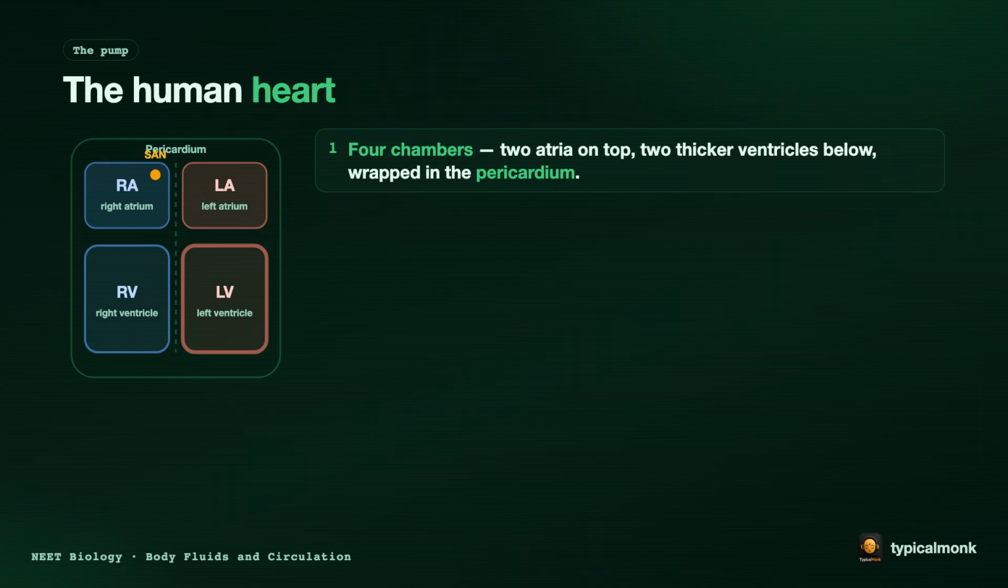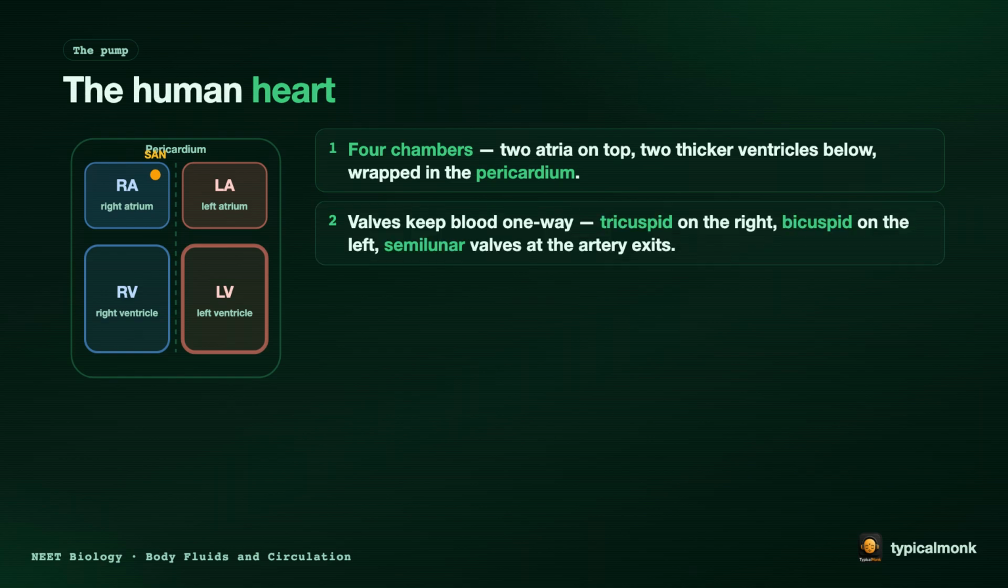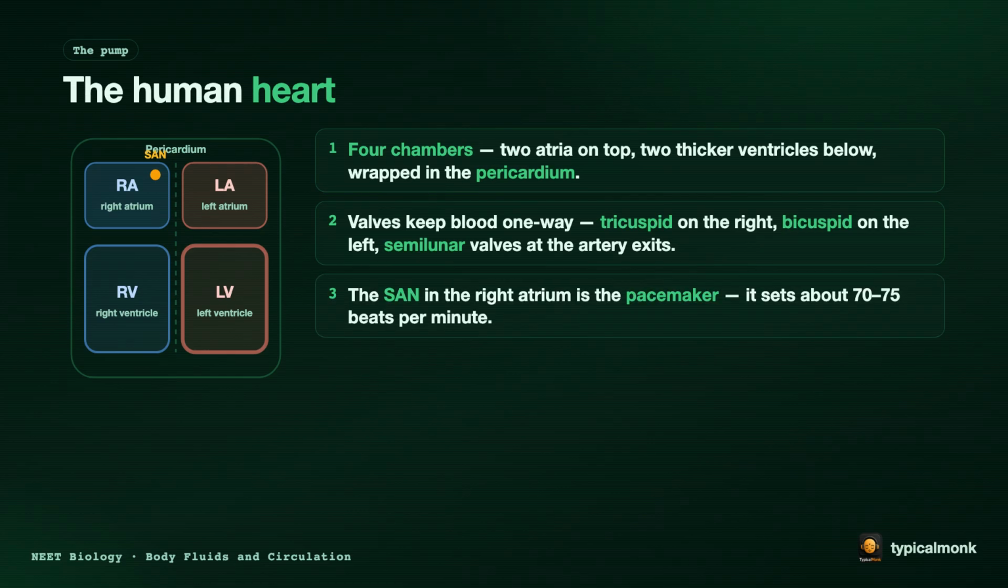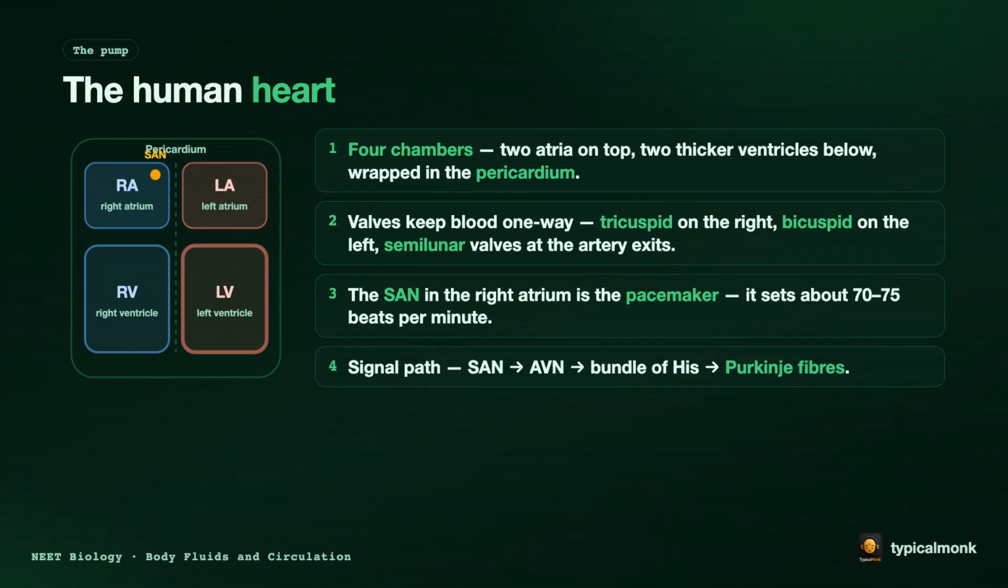Now to the pump itself, the human heart. 4 chambers, 2 atria on top, 2 thick-walled ventricles below, and all of it is wrapped in the pericardium. Valves keep blood moving one way. Tricuspid on the right, bicuspid on the left, and the semilunar valves at the artery exits. The SAN in the right atrium is the pacemaker. It sets about 70 to 75 beats per minute. The signal path, from SAN to AVN, then the bundle of His, and then the Purkinje fibers.